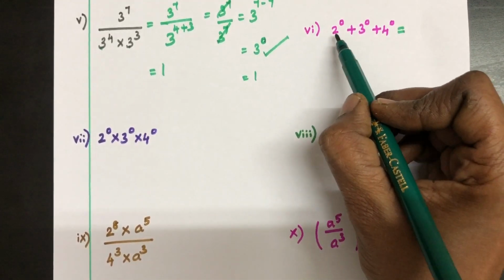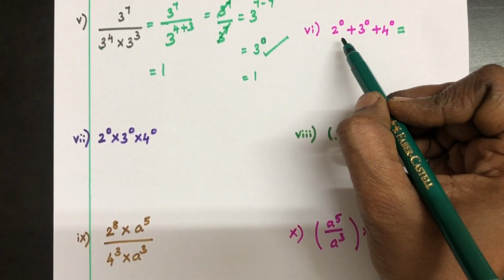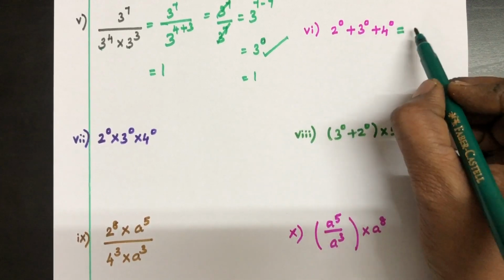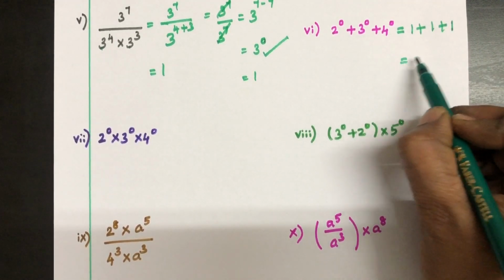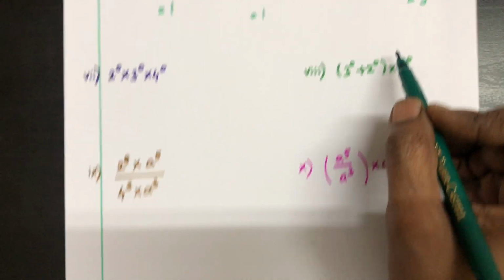See here. Any number, any integer, any number power 0 is always 1. 1 plus 1 plus 1. So the value here is 3.